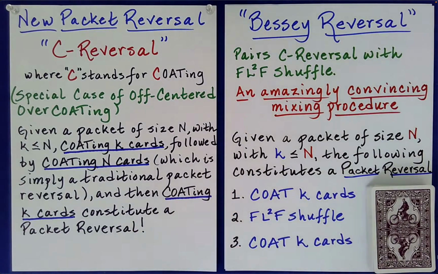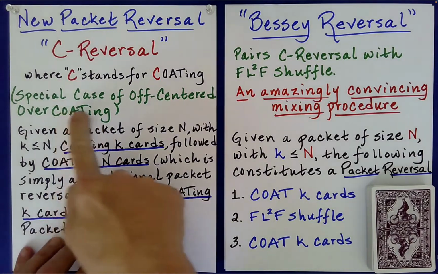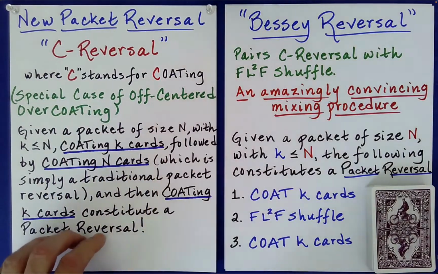Okay, so that opens the door to coding any number of cards. So we don't have to restrict the spectator in any way, well, just to the packet size. So any number smaller than or equal to the packet size. Okay, so it really does ramp up or supercharge what is normally done with an off-centered overcoding.